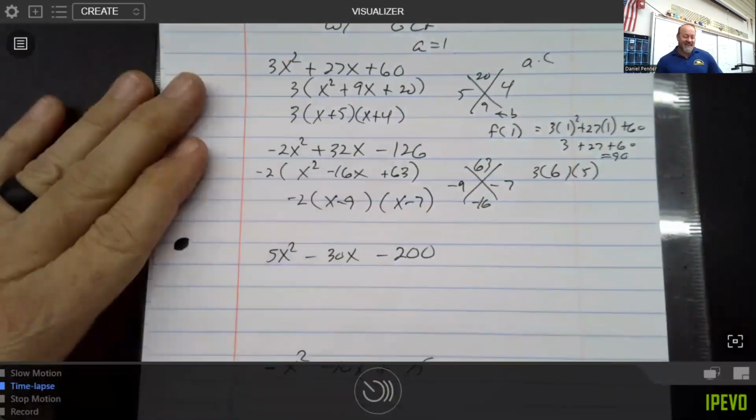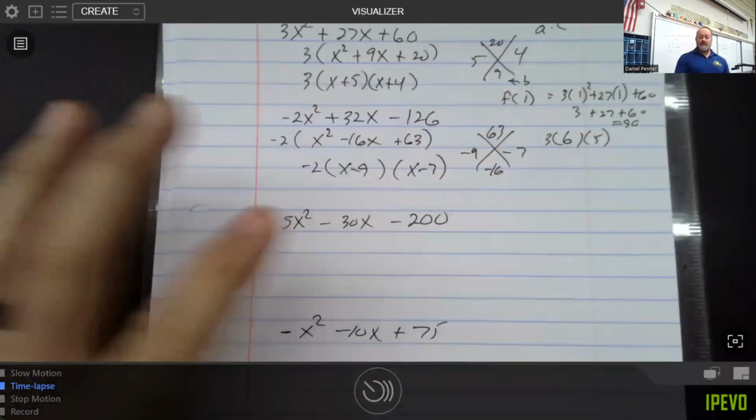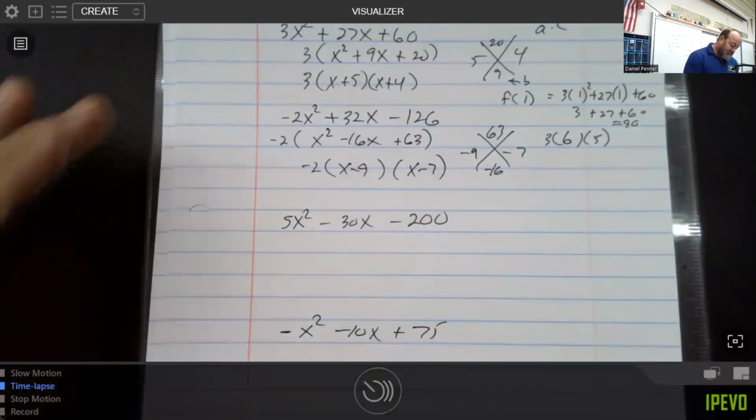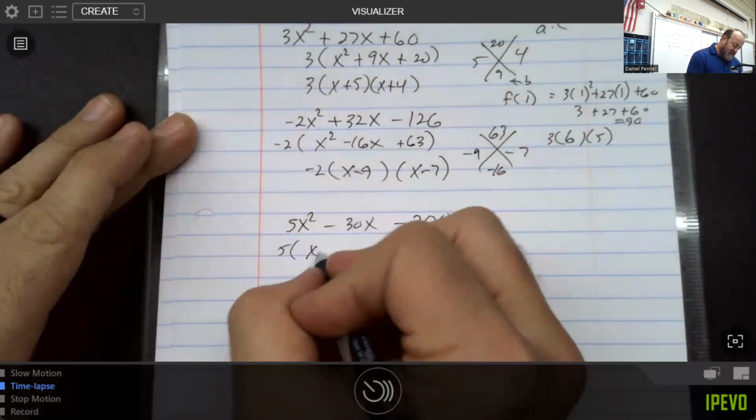All right, now going to the next one. Oh my gosh, 200. That looks awful, right? But notice everybody here was divisible by 5.